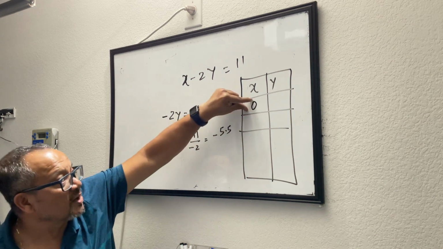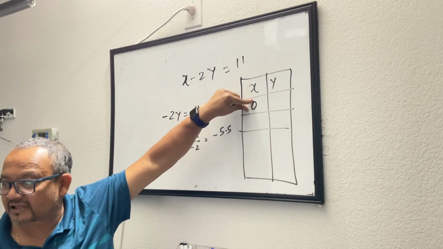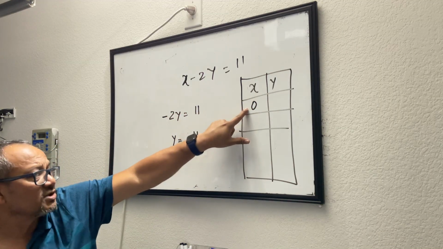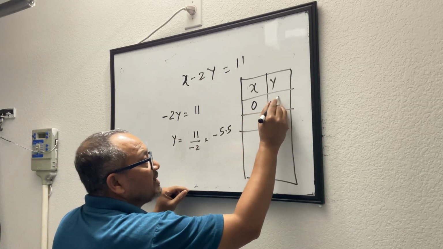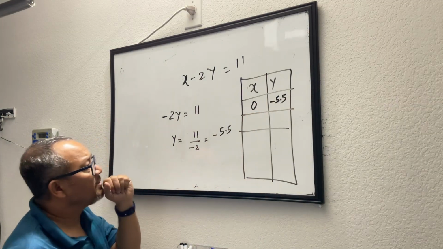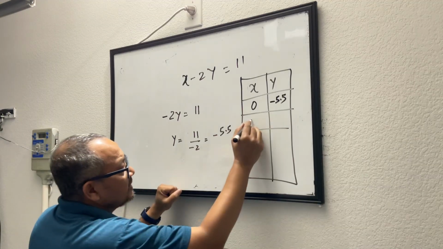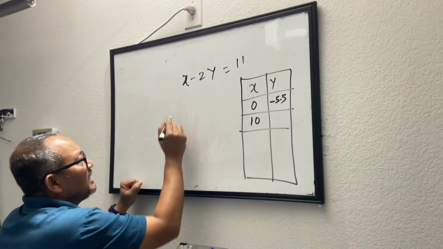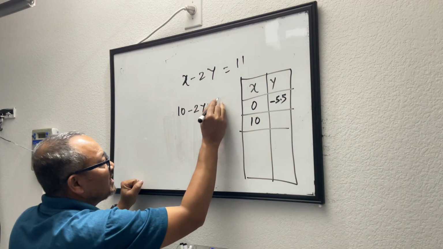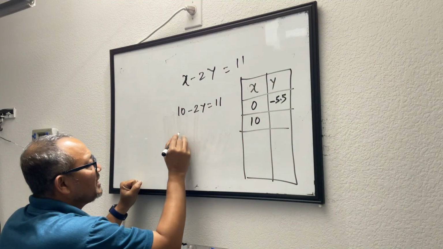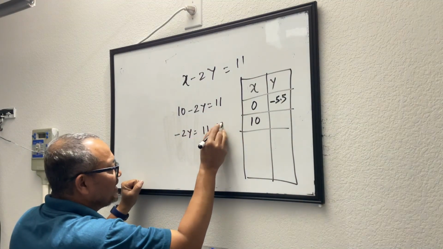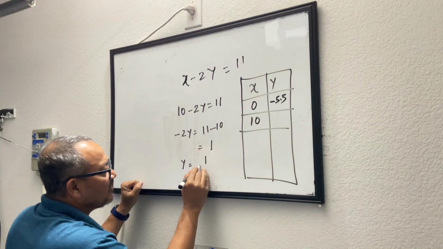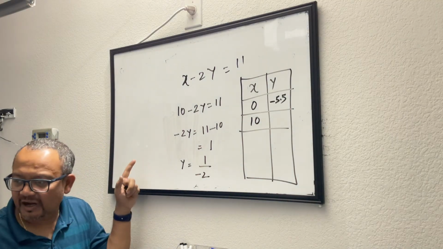So we assume one value of x, like Sidhu was doing. He said, okay, I'll put x equal to this and correspondingly y. So in this equation, I asked what happens when x equals 0, and I got the value of y as minus 5.5. How about x equal to 10? Let's put 10 and see what happens. When x is 10, then 10 minus 2y equals 11, or minus 2y equals 11 minus 10, which is 1. So y will be equal to 1 by minus 2, or minus 0.5.